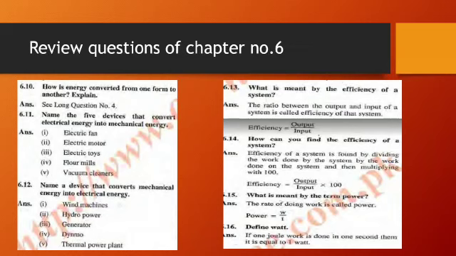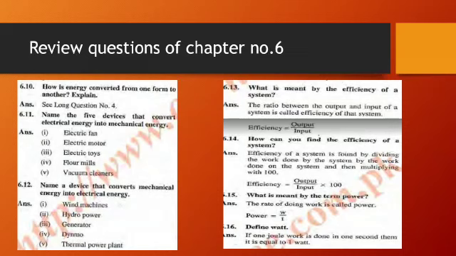6.13, what is meant by the efficiency of a system? The ratio between the output and input of a system is called the efficiency of that system. Output means the work done by the machine, and input the work you have done on the machine. Both of them are work done, but there is a little bit of difference. So when you divide the output, the work done by the machine, with the input, which is basically the work done by you, you will get efficiency. Just in the case of a motorcycle engine, the efficiency is 45 to 55%, because most of the energy is lost in the shape of sound and heat.